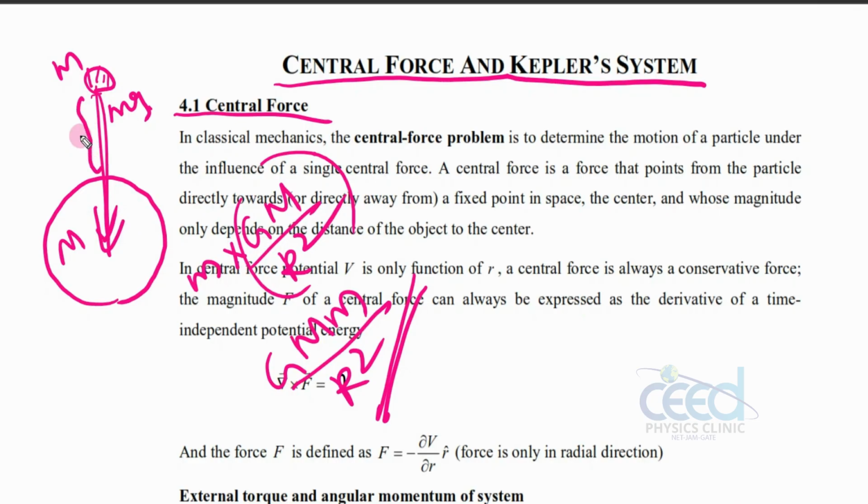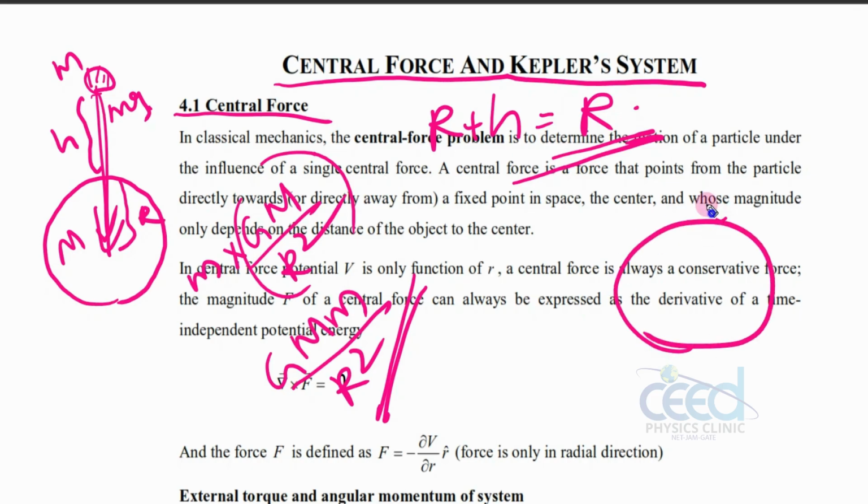See, this is the height h and this is the radius r, but r plus h we take as r only. Why? Because h is very small, right? So suppose the body is on the surface of earth, we can take this r as the radius of earth as the distance between the two bodies, because this body's radius is negligible compared to the earth's radius, right? All right, so that is a central force.